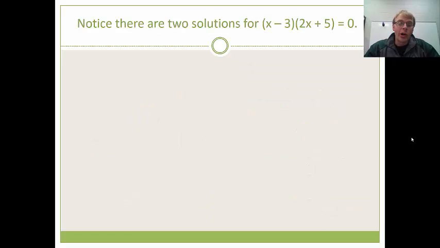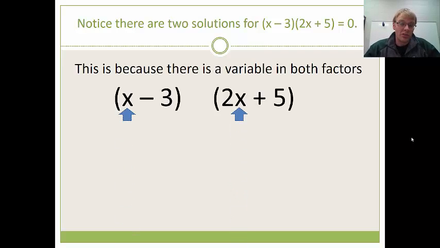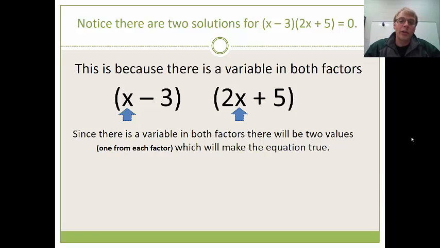So we notice there are two solutions, right? Now, how do we know that there's going to be two solutions? Will there always be two solutions, I guess is maybe a better question. The reason there are two solutions is because there were variables in both of our factors here. The x minus 3 had a variable and the 2x plus 5 had a variable. Since there was a variable in both factors, there will be two values, one from each factor, which would make our equation true. So we're going to have two solutions.